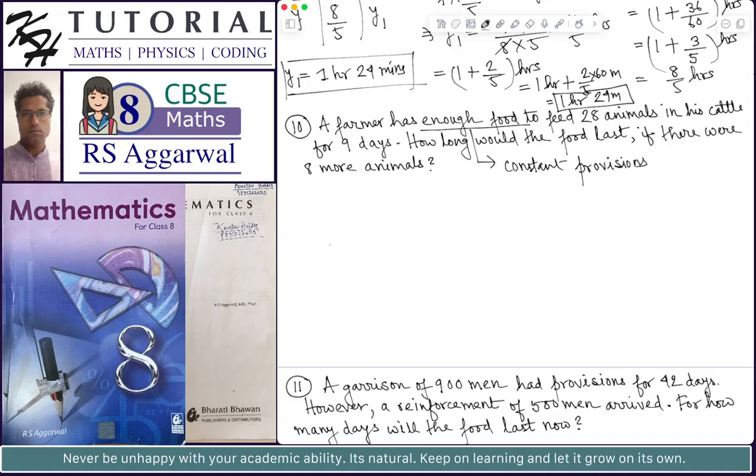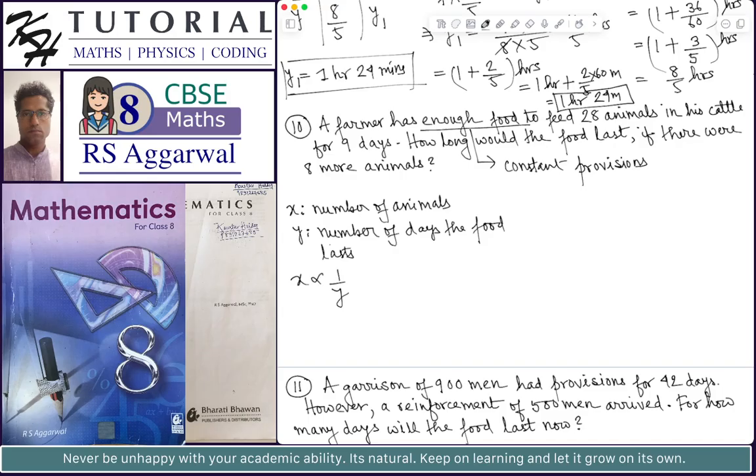Constant provisions, and instead of the number of men, we are having the number of animals, and the number of days is the same. So if you consider x to be the number of animals and quantity y to be the number of days the provisions, or for this problem the food lasts, then clearly x will vary inversely with y.